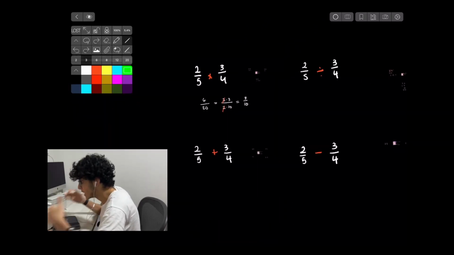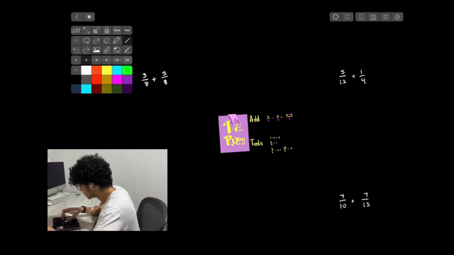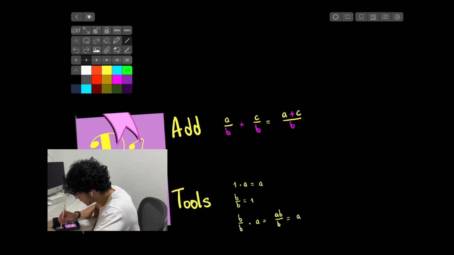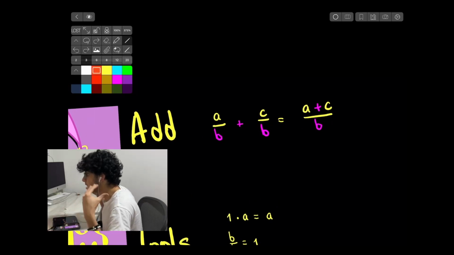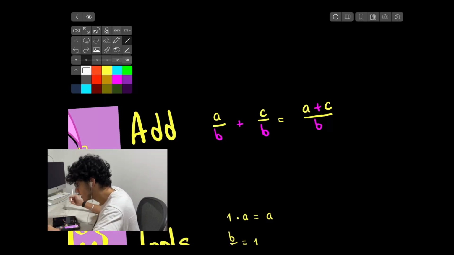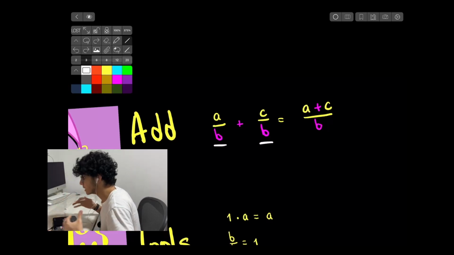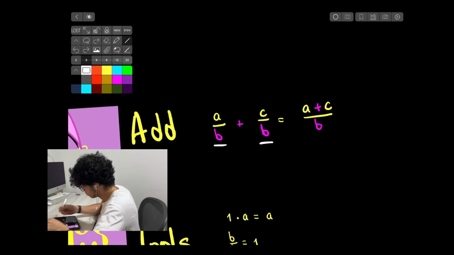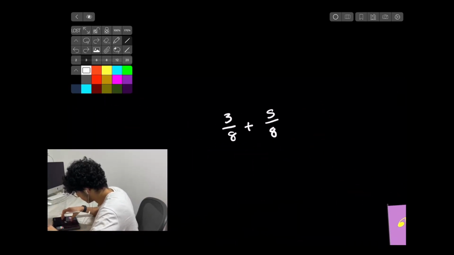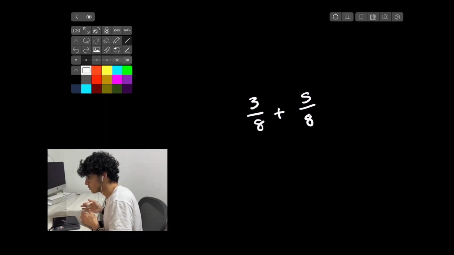Now, how do we add fractions? Well, the way that we add fractions is by keeping something in mind. We can only add fractions in the case that the denominator is the exact same. So, if we have something like a over b plus c over b, notice the denominator is the same, we can add them into a plus c over b. Normal case, right here. If we have 3 over 8 plus 5 over 8, we can add them.